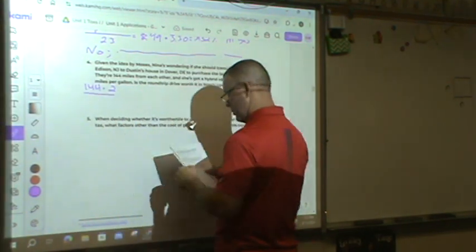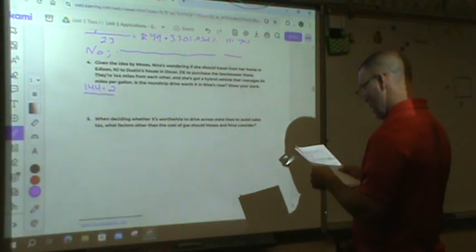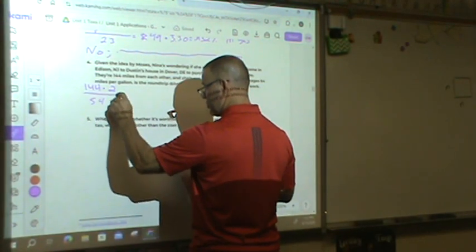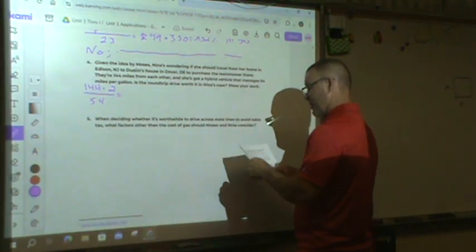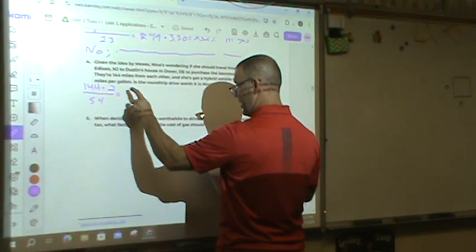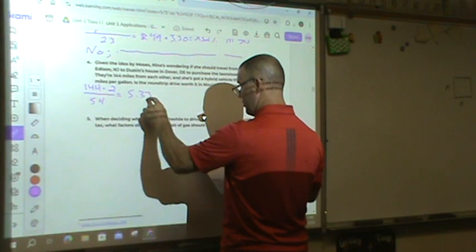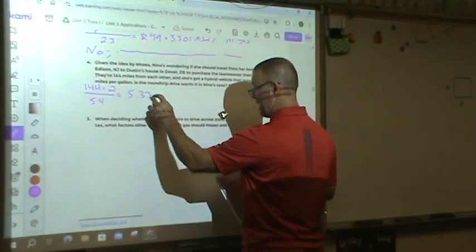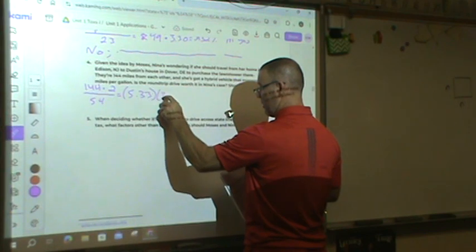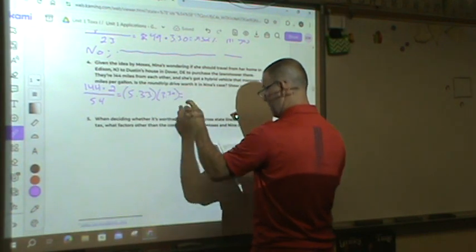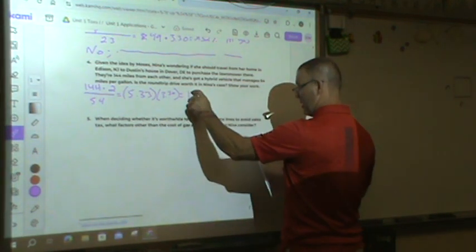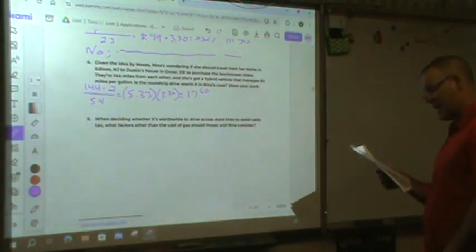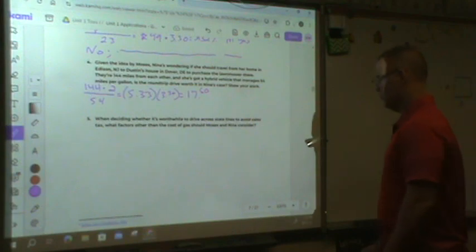So let's multiply by 2. Her car though gets 54 miles per gallon. So this right here is going to tell me how many gallons of gas I'm going to need. I'm going to need 5.33 gallons of gas. Well, we're assuming that gas is still $3.30 per gallon. This is going to tell us how much we're going to spend in gas. $17.60 in gas.